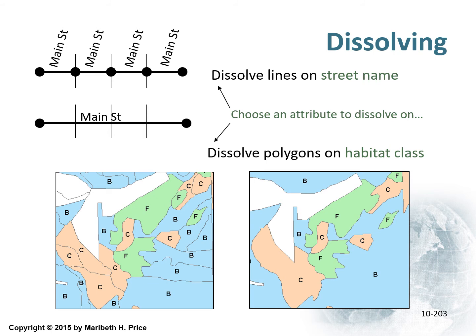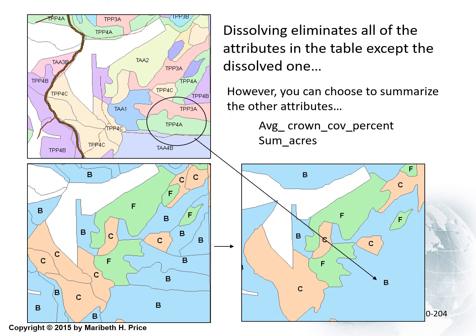Now, one problem, it doesn't really keep the rest of your attributes. It just gives you the one that you wanted and dissolves everything else away and just focuses on that one. It eliminates all of the attributes in the table except the one you dissolve by.